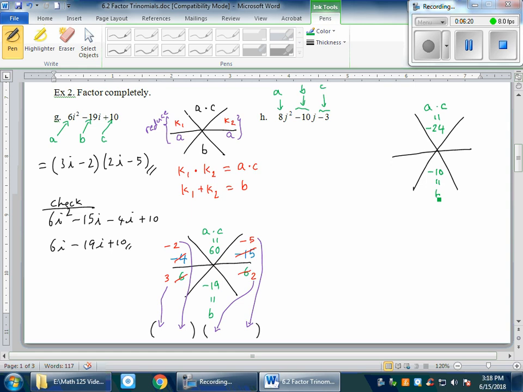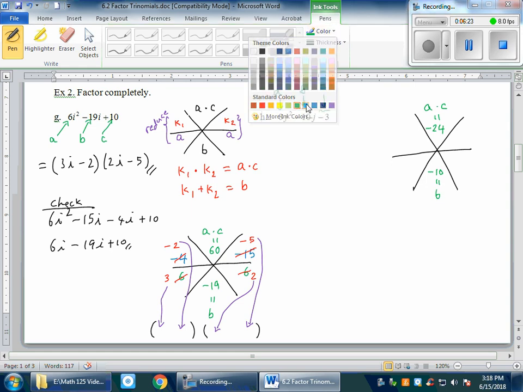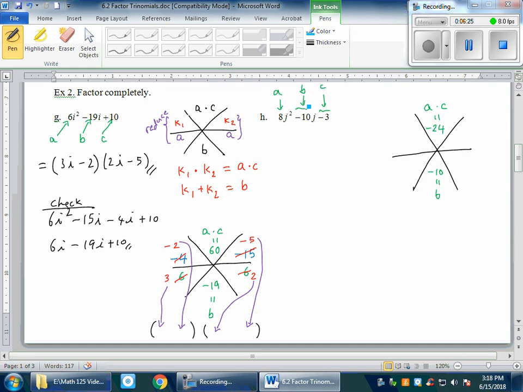Now I need to find the two numbers that multiply to be negative 24 and add up to negative 10. So it has to be one positive and one negative, and we need them to add up to negative 10. So I will be using negative 12 and 2, right? Because negative 12 times 2 gives me negative 24, and when you add them up, negative 12 plus 2 gives me negative 10.